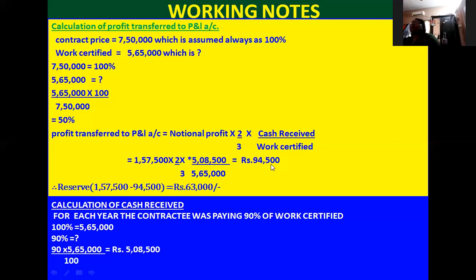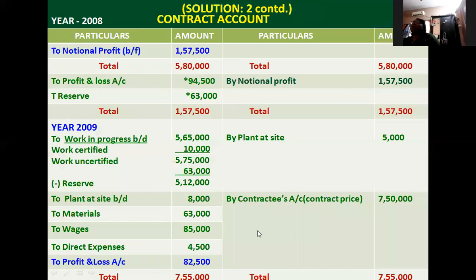So what is the profit transferred to the P&L account? Out of this, 1,57,500 is the reserve. Once you calculate the reserve and P&L account and close this year, then prepare the contract account for the next year, 2009. Bring the work certified and work uncertified of the previous year, and if you have a reserve for the previous year, deduct the reserve from the summation of work certified and work uncertified and get the balance.